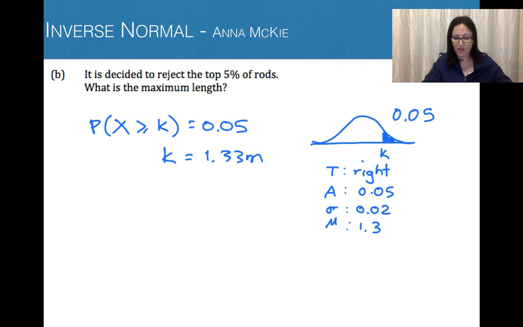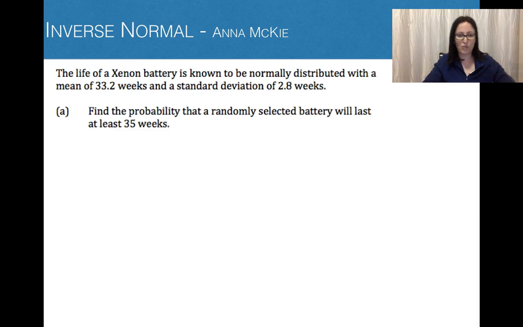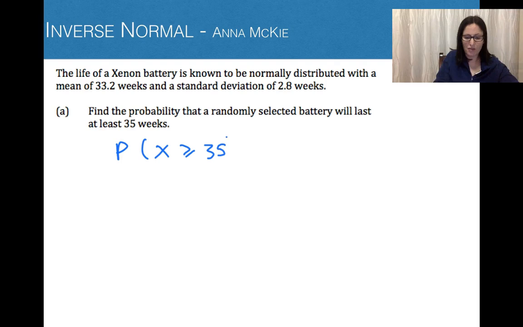So that's practicing using a left and a right tail. Second example, second and final one. The life of a xenon battery is known to be normally distributed with a mean of 33.2 weeks and a standard deviation of 2.8 weeks. So straightforward part here, find the probability that a randomly selected battery will last at least 35 weeks. So finding the probability, that's P, that a randomly selected battery, that's X, will last at least 35 weeks.